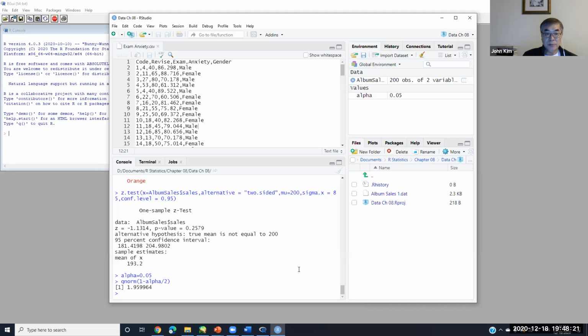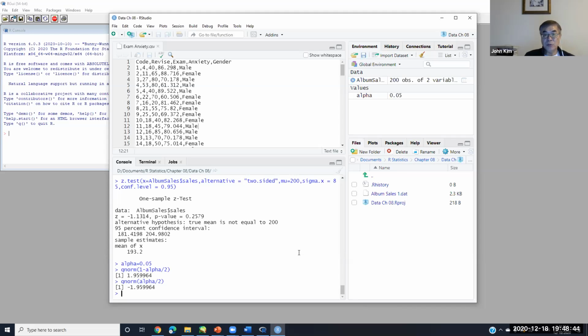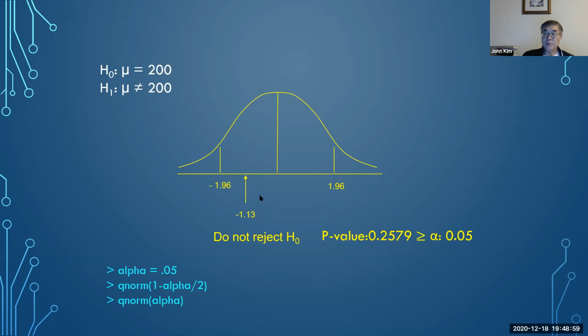Because it is two tail, try this: qnorm just without the 1, just alpha divided by 2. Then it gives you negative. So it doesn't matter. But anyway, because it is the two tail, the boundary, the critical values, left and right, are negative 1.96 and positive 1.96.